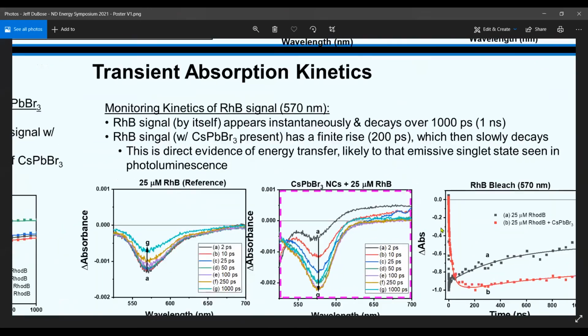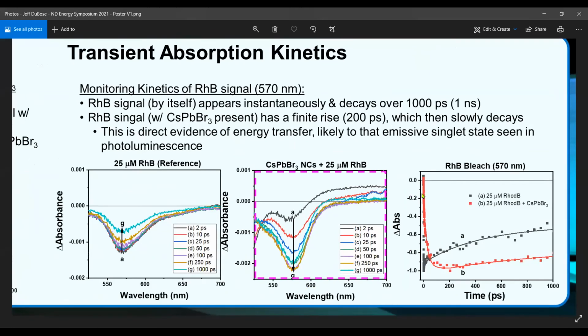Now, when we have the rhodamine B and the nanocrystals together, this is that red trace, and I'll try to zoom in a little bit more. Instead of having an instantaneous appearance, we get a very slow and finite rise of the signal, which grows in at about 200 picoseconds, and then it starts to decay after that.